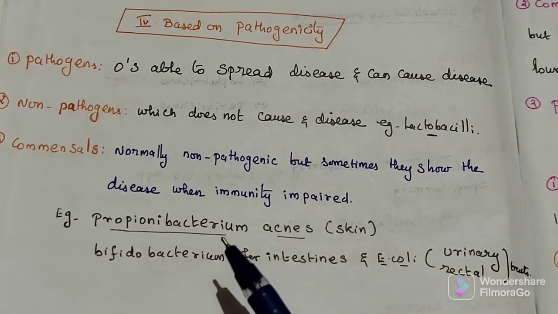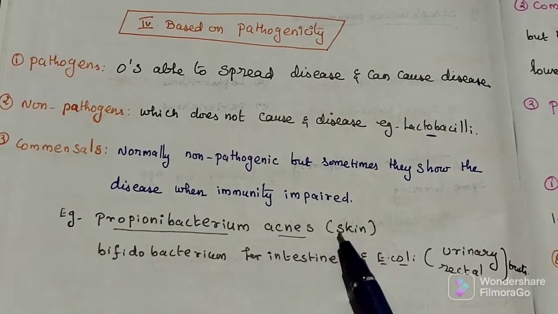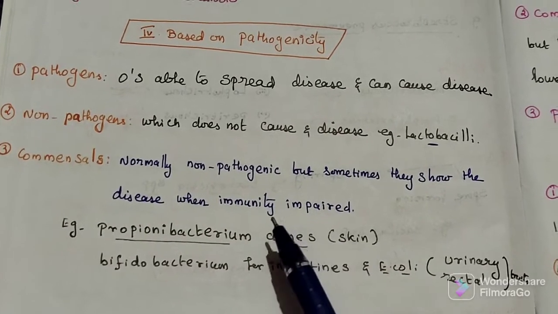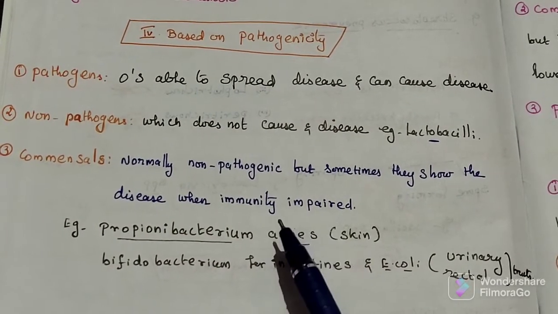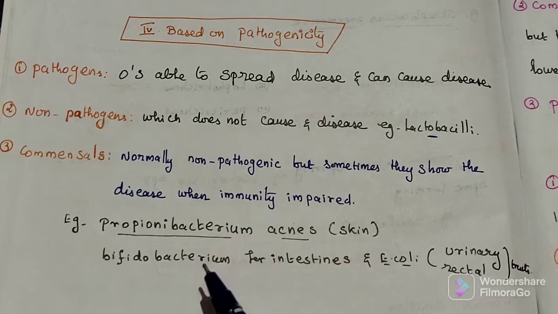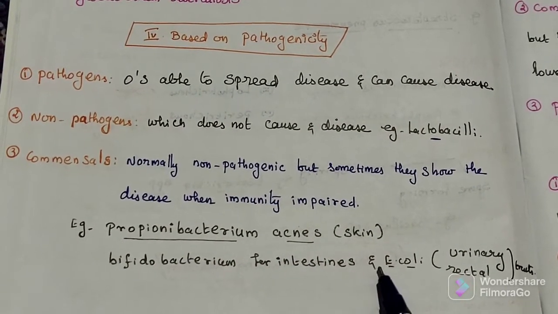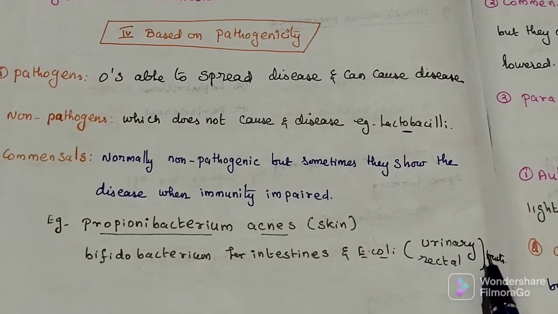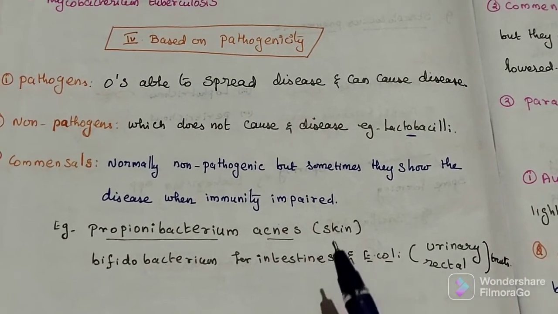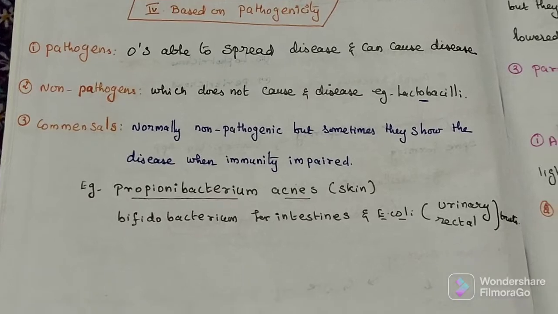Example, Propionibacterium acnes, which is present on the skin. Only when immunity is impaired does it cause disease. Another example, Bifidobacterium in the intestine. E. coli is present in the urinary tract and rectal tract. In an impaired condition, it causes disease.